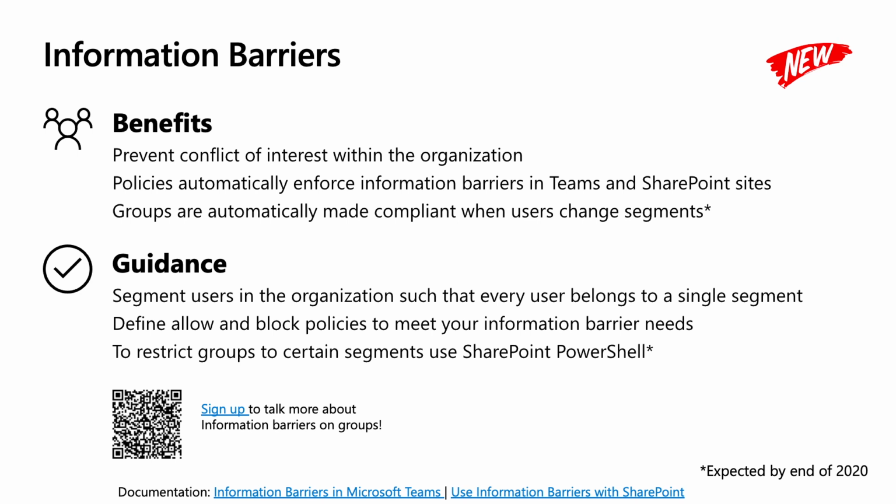While you are enabling the information barriers feature in the tenant, we recommend you segment your organization such that every user is part of only one segment. You can define both allow and block IB policies between these segments based on your need. To restrict group connected sites to a specific segment, use SharePoint PowerShell. To know more about information barriers, you can refer to the link below.